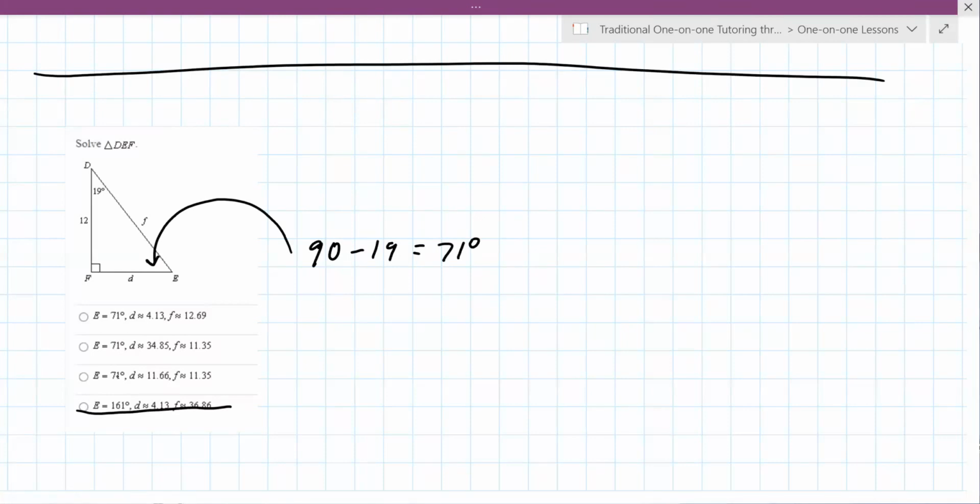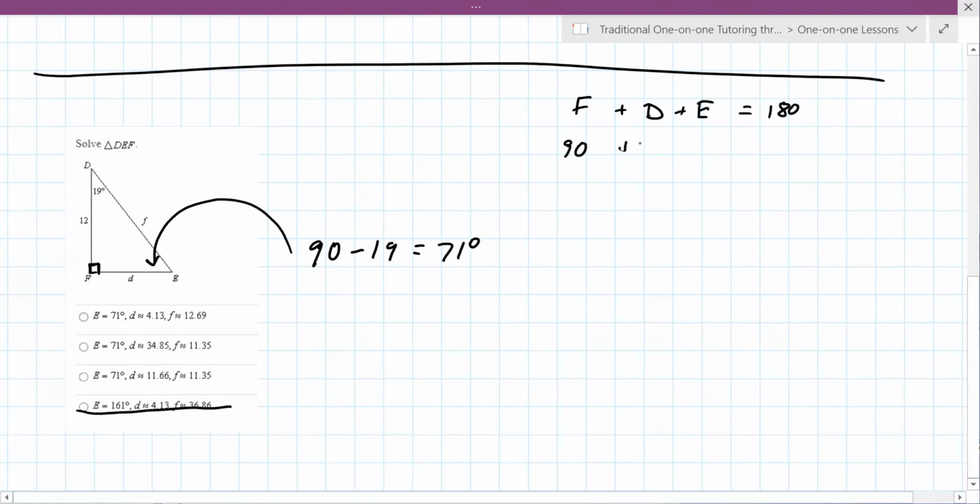How did you get 90, or is a right triangle always 90? Well, this one's 90 here. The idea is that the three angles in a right triangle, let's call them F plus D plus E, equal 180. But since one of the angles is always 90, when you subtract 90, the other two angles have to equal 90. So this one that's not the right angle and this other one that's not the right angle have to add up to 90. And that's how you quickly figure out it's 71 degrees.